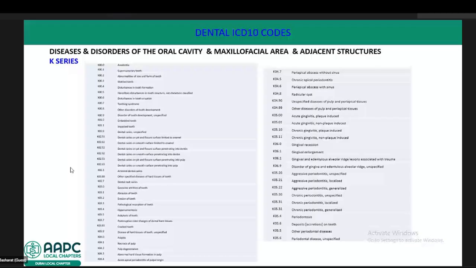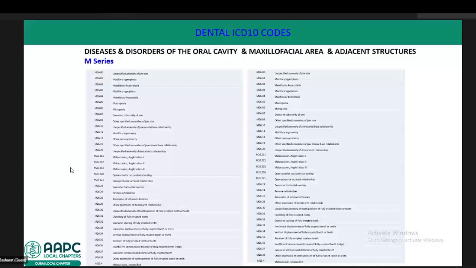Okay, and also we have the M series codes. M series is about the maxillofacial, and mostly in prosthodontics we are using these codes, or when the patient is having any TMJ problem. So these all come under the M series code. For example, malocclusion, you have the M26 series, M26.211 for class 1. So these are the M series codes.